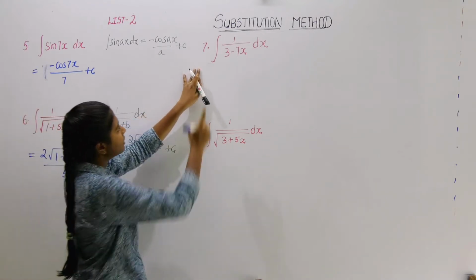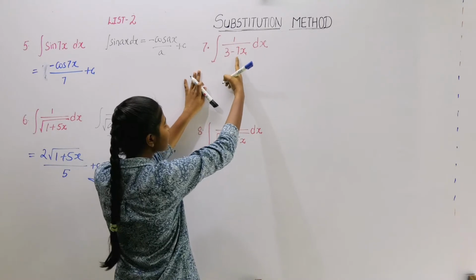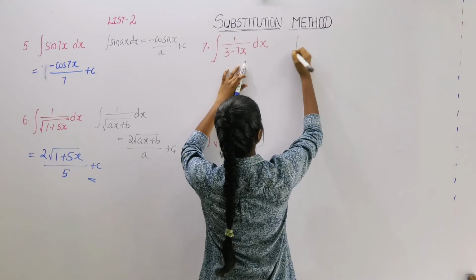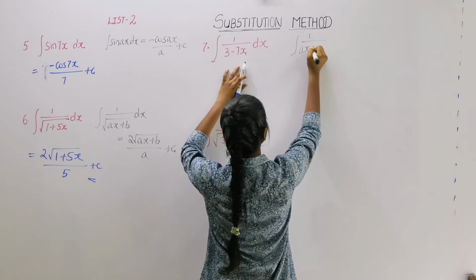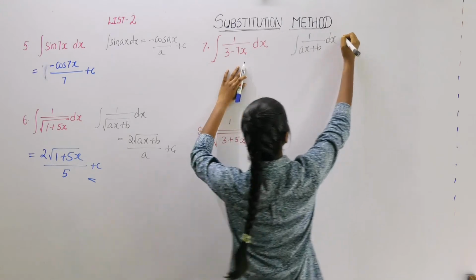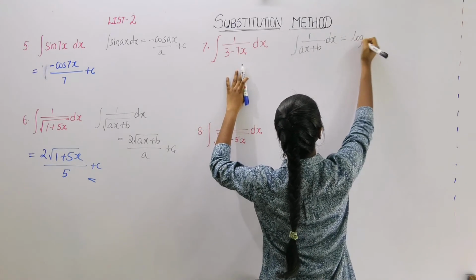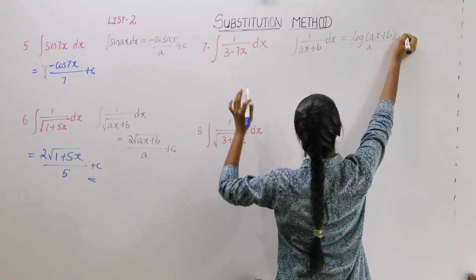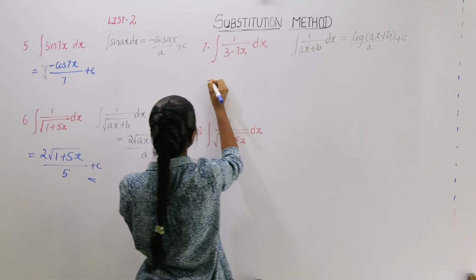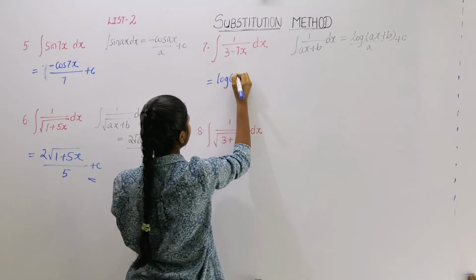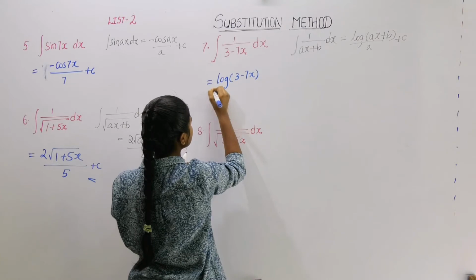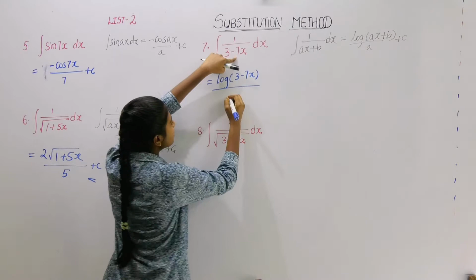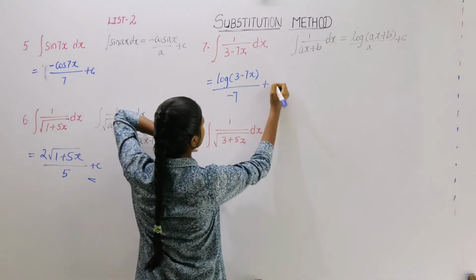Next, seventh one, integral 1 by (3 minus 7x) dx. This is similar to integral 1 by (ax plus b) dx. It is equal to log of (ax plus b) by a plus c. When we substitute it here, we get log of (3 minus 7x). In the denominator, what is the coefficient of x? It is minus 7. So, we write minus 7 in the denominator plus c.